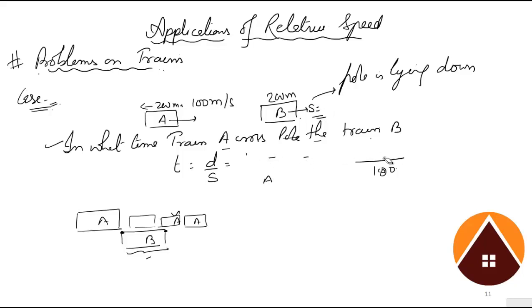Now the question is the same. In how much time does this train A cross the train B? Suppose the speed of this train is say 150 meter per second. So again the distance will be length of the train A plus length of the train B divided by, in this case it will not be speed but it will be relative speed.